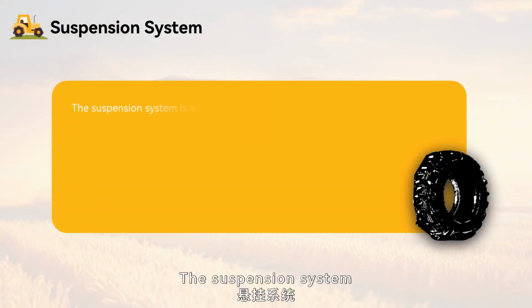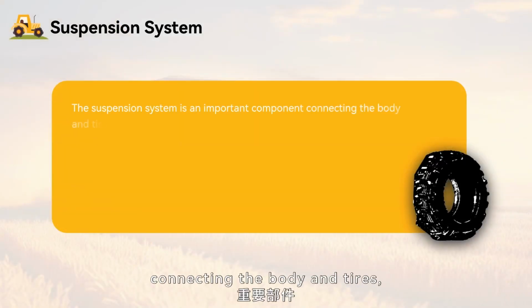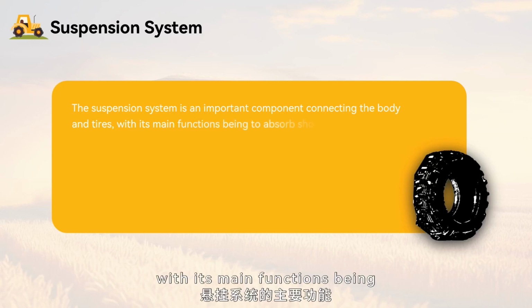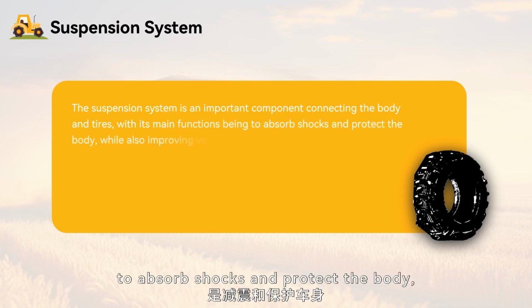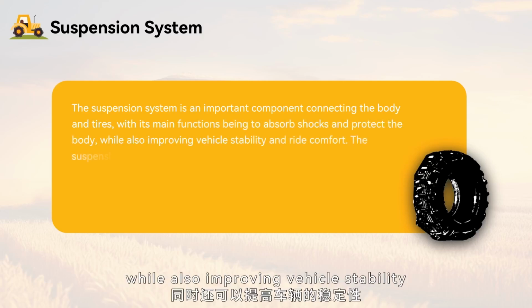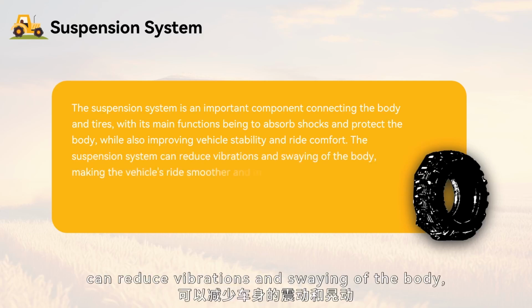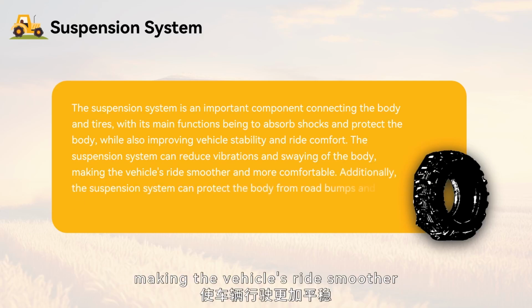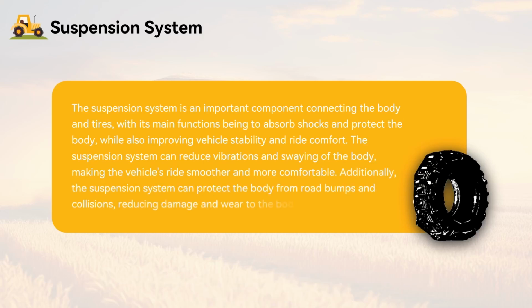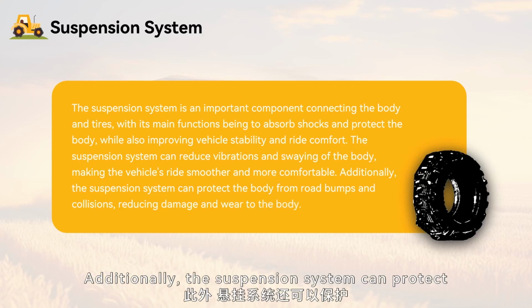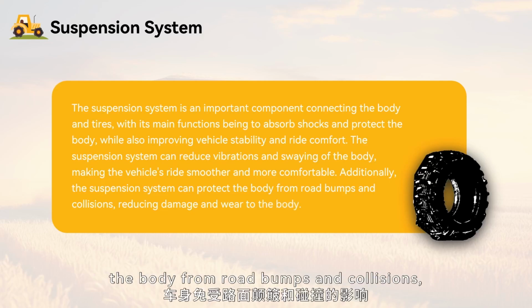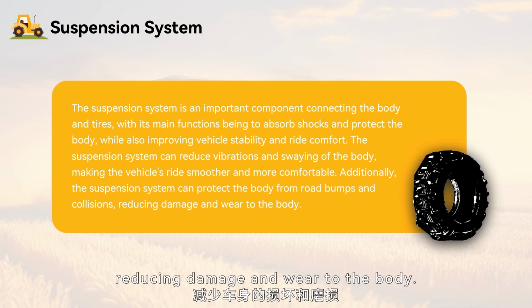The suspension system is an important component connecting the body and tires, with its main functions being to absorb shocks and protect the body, while also improving vehicle stability and ride comfort. The suspension system can reduce vibrations and swaying of the body, making the vehicle's ride smoother and more comfortable. Additionally, the suspension system can protect the body from road bumps and collisions, reducing damage and wear to the body.